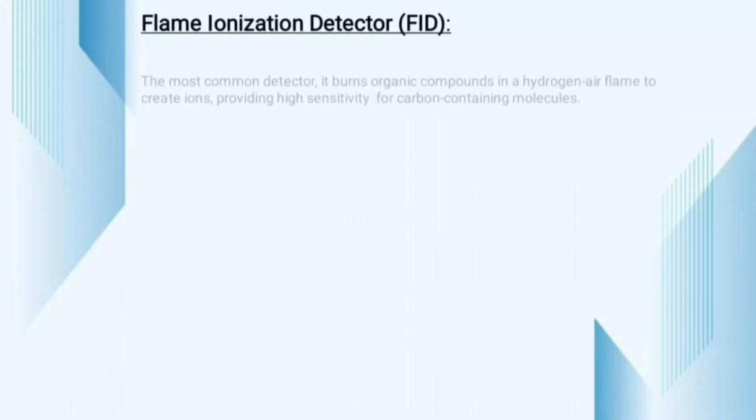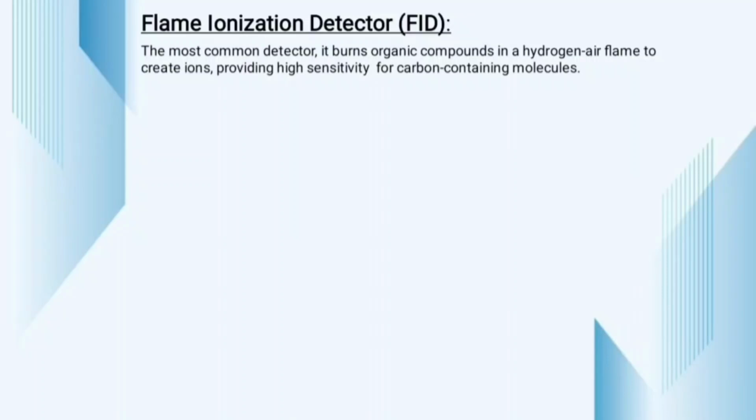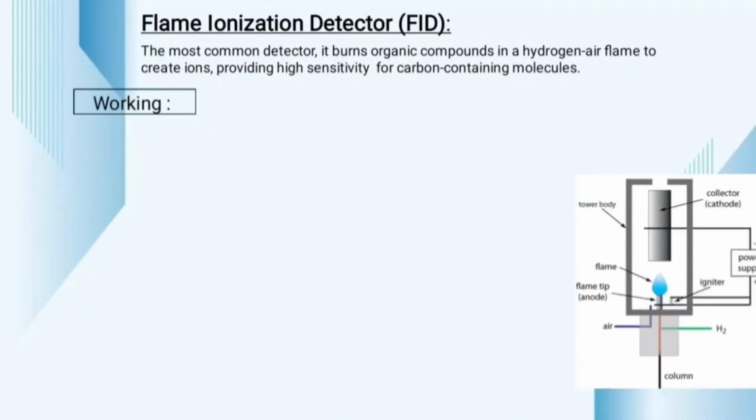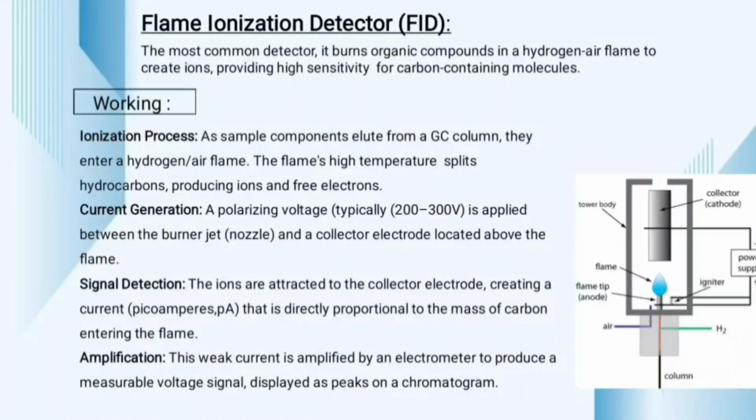Flame ionization detector. It is a highly sensitive scientific instrument used to detect and measure hydrocarbons and organic compounds in a gas stream. Working of flame ionization detector. The sample from the gas chromatography column enters the hydrogen and air flame. The high temperature of the flame ionizes the organic compounds and produces ions and electrons. A potential difference is applied between the burner jet and collector electrode. The current generated is proportional to the amount of carbon present in the sample. The amplified signal is recorded as a peak on the chromatogram.